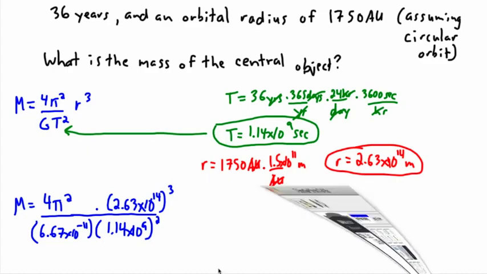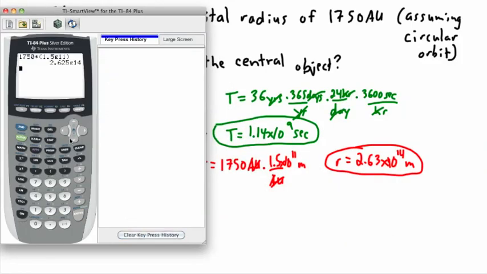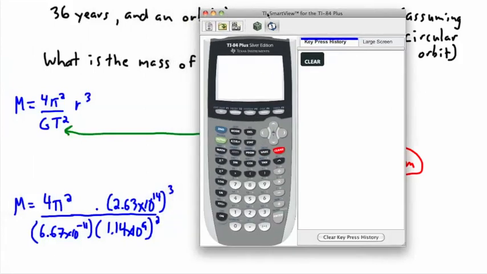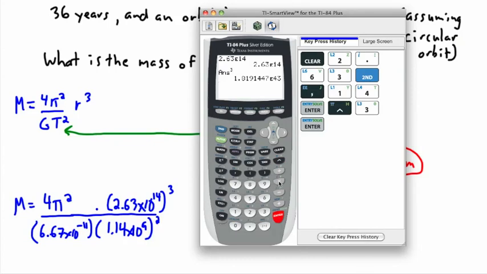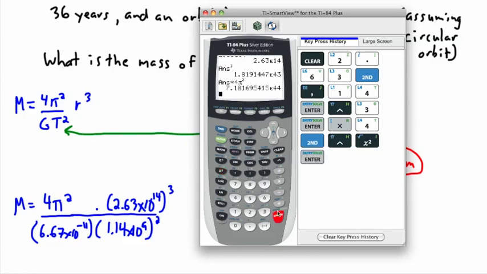And if we do it properly, I'm just going to go through it fairly quickly. So here we go. I'm going to take this top number here, 2.63 times 10 to the power of 14, and cube it. I'm going to take that answer times 4 times pi times pi by itself, so 4 pi squared. I'm going to store that as A. That's going to be the top thing.